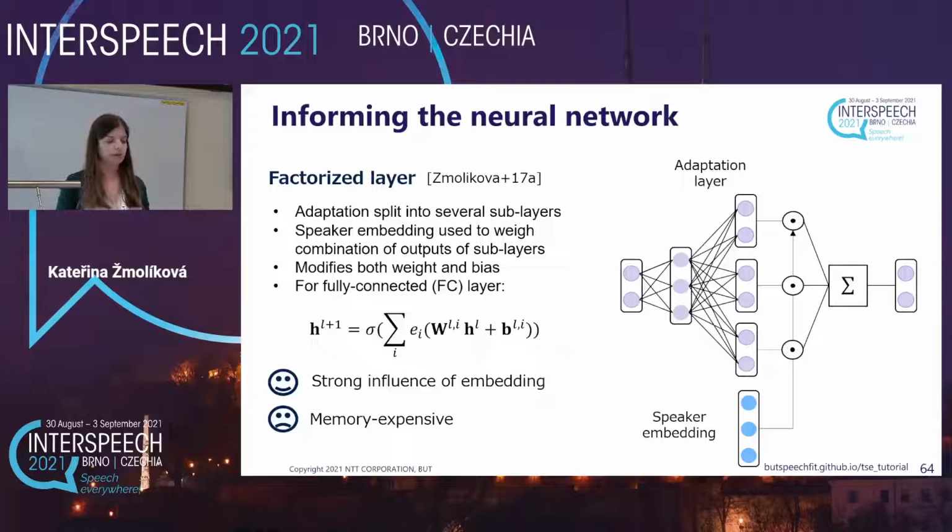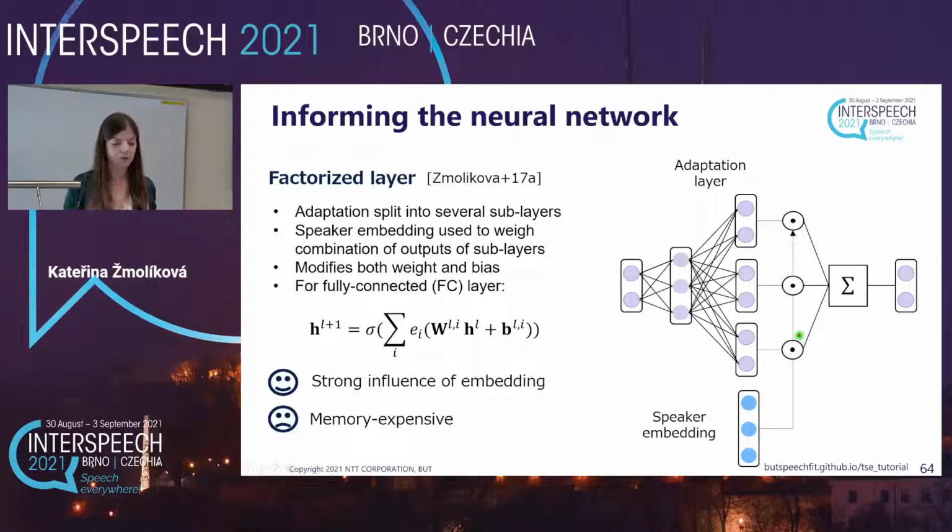The next method, factorized layer, in some sense goes to the other extreme. In a factorized layer, we are actually modifying all of the parameters of the layer. What we do is that the adaptation layer is replaced with several sublayers, and the final output of the layer is obtained as a weighted combination of the outputs of the sublayers.